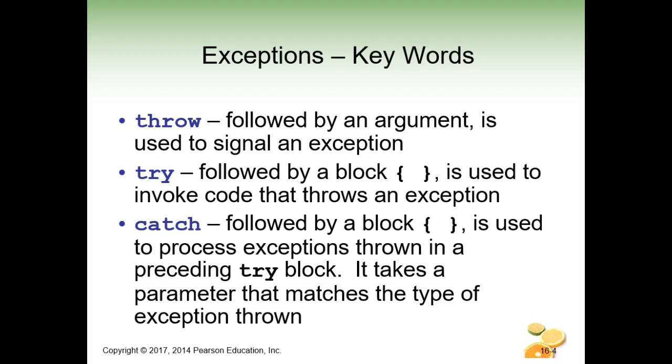So we'll see some new keywords or reserved words in C++, the first being throw, and this will be followed by some argument that will be used to signal the exception. There's a try block, so after the reserved word try, we'll see curly braces, and that is the code that's used to throw the exception if an error occurs. And then there's a catch block. The reserved word catch has curly braces after it, processes the exception that gets thrown, and does something with it.